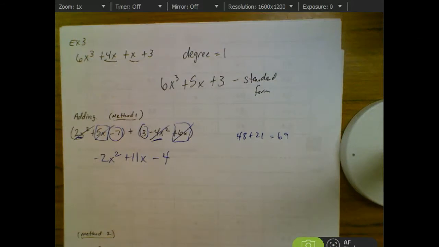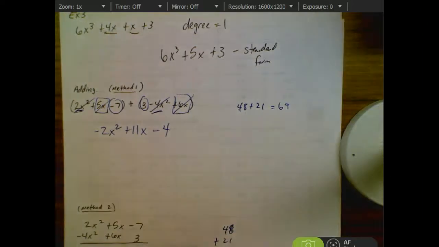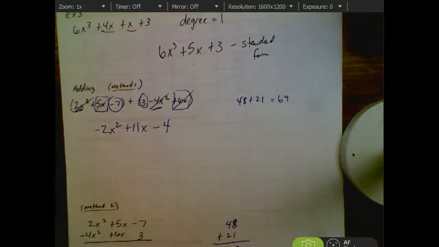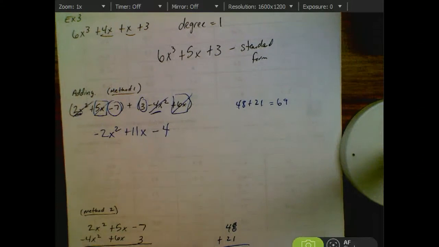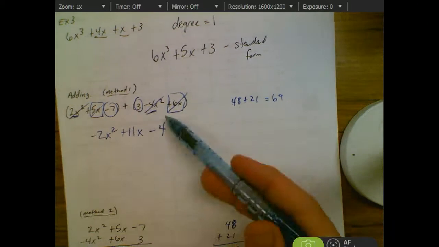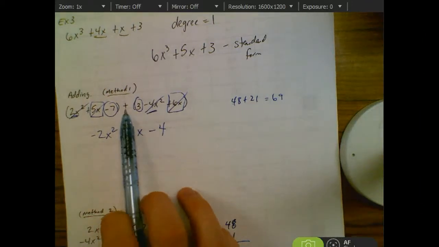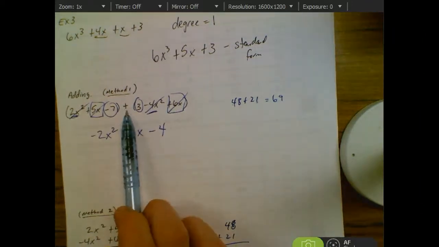So you got to put like terms together. The squareds go together, the x's go together, the numbers go together. That's one way to add these up. Another way to add is if we have 48 plus 21 and go this way. 8 plus 1 is 9, 2 plus 4 is 6, and we have our answer. So line them up by degree this way, and negative 4 plus 2, negative 2x squared plus 11x minus 4. Whichever way you like better, if you want to line them up first and then put them together, or just put them together as you go, it doesn't matter. But make sure you look at the symbol between. Here, the symbol between them is a plus, so we need to add these together.